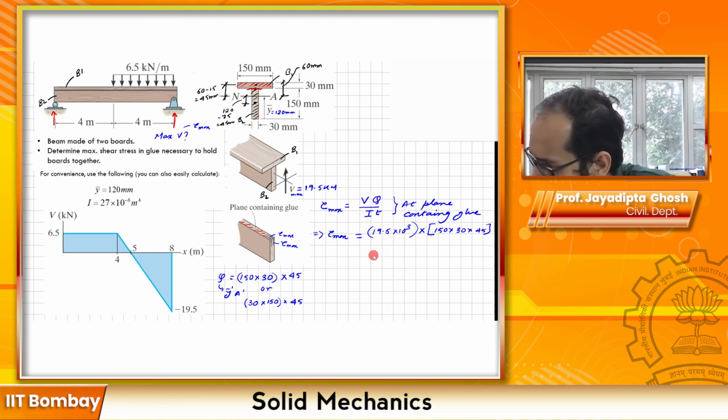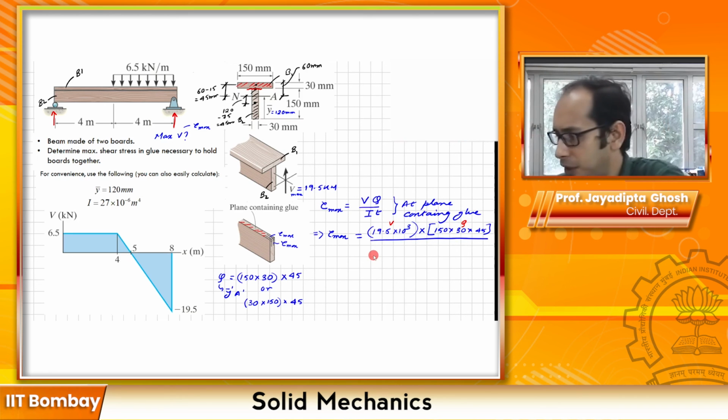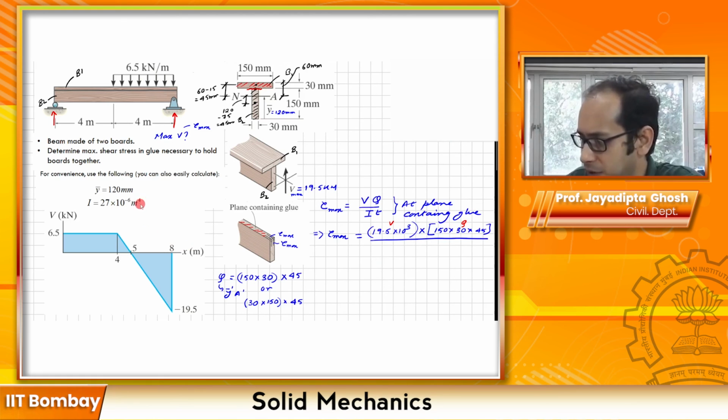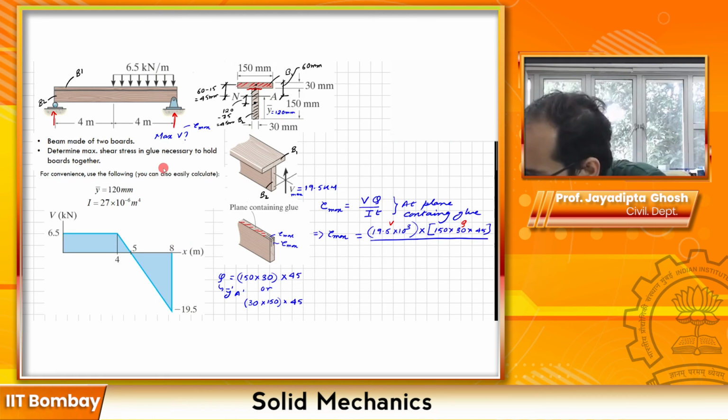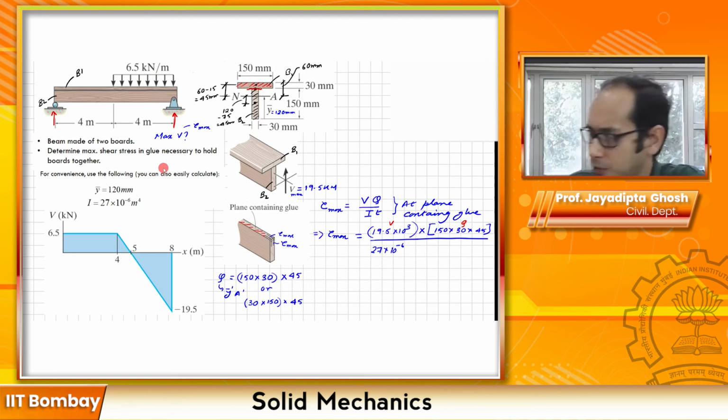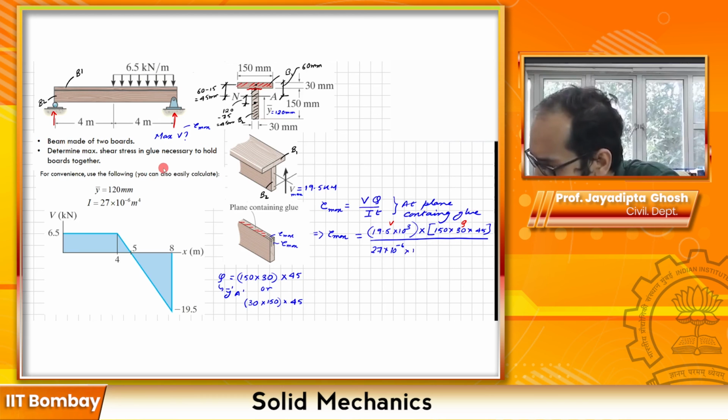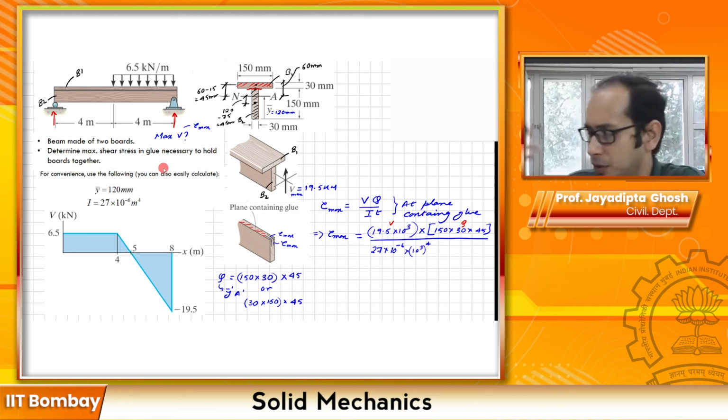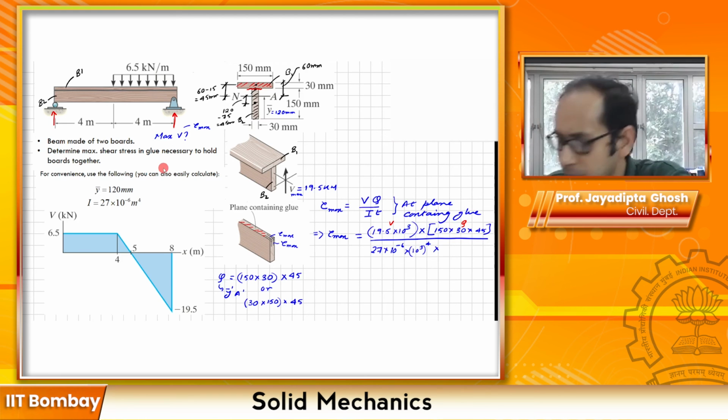So what we wrote, this is my V, this is my Q, and this is divided by I times T. I'm writing everything in Newton and mm. I is given over here, so let's write it: 27 into 10 raised to minus 6. Since this is in meter, if I have to convert to mm, it is going to be times 10 cubed raised to 4, because it's meter raised to 4, times the width.